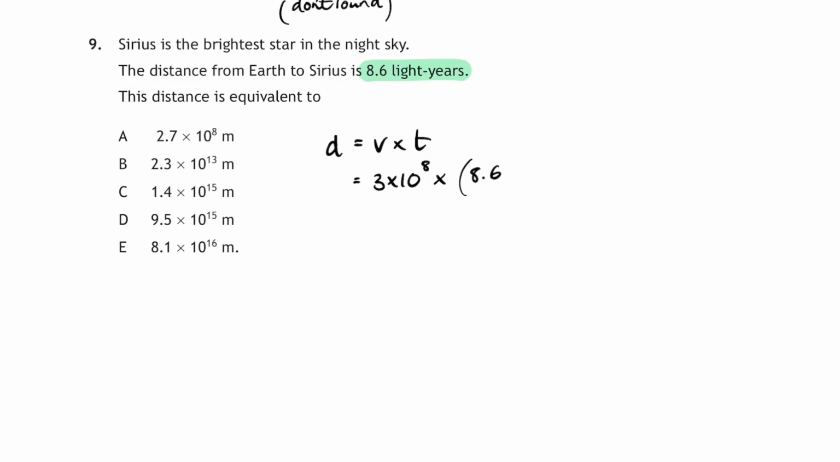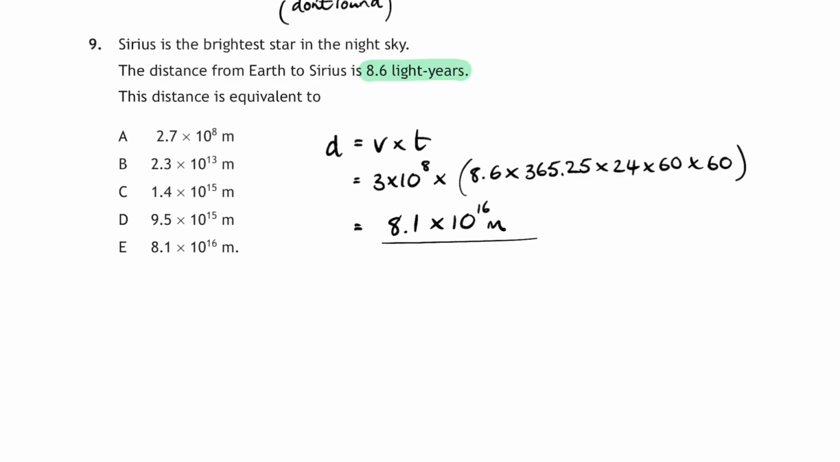So that's 8.6 years times 365.25 days in a year, 24 hours in a day, 60 minutes in an hour, and 60 seconds in a minute. So a big long calculation. And if you do that correctly on your calculator, it gives you an answer of 8.1 times 10 to the 16 metres. That corresponds to answer E. That's 9E.